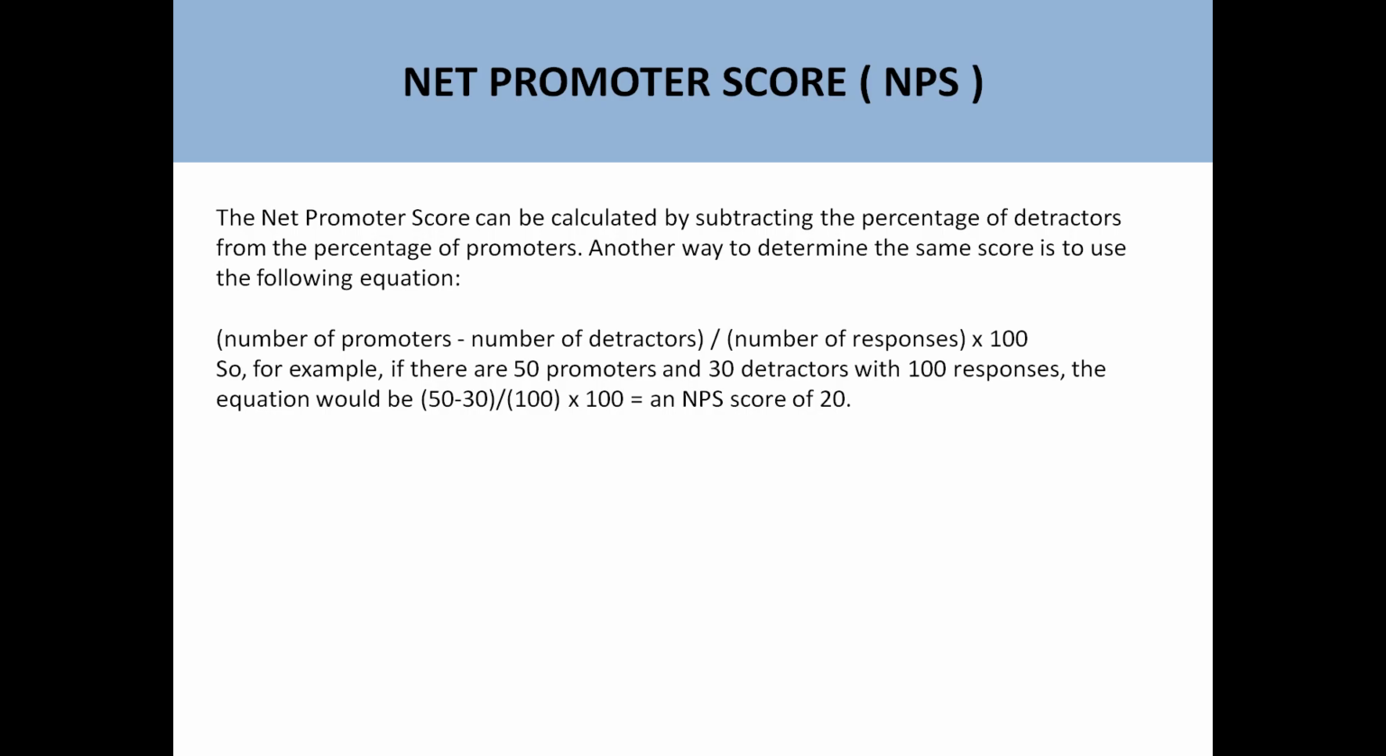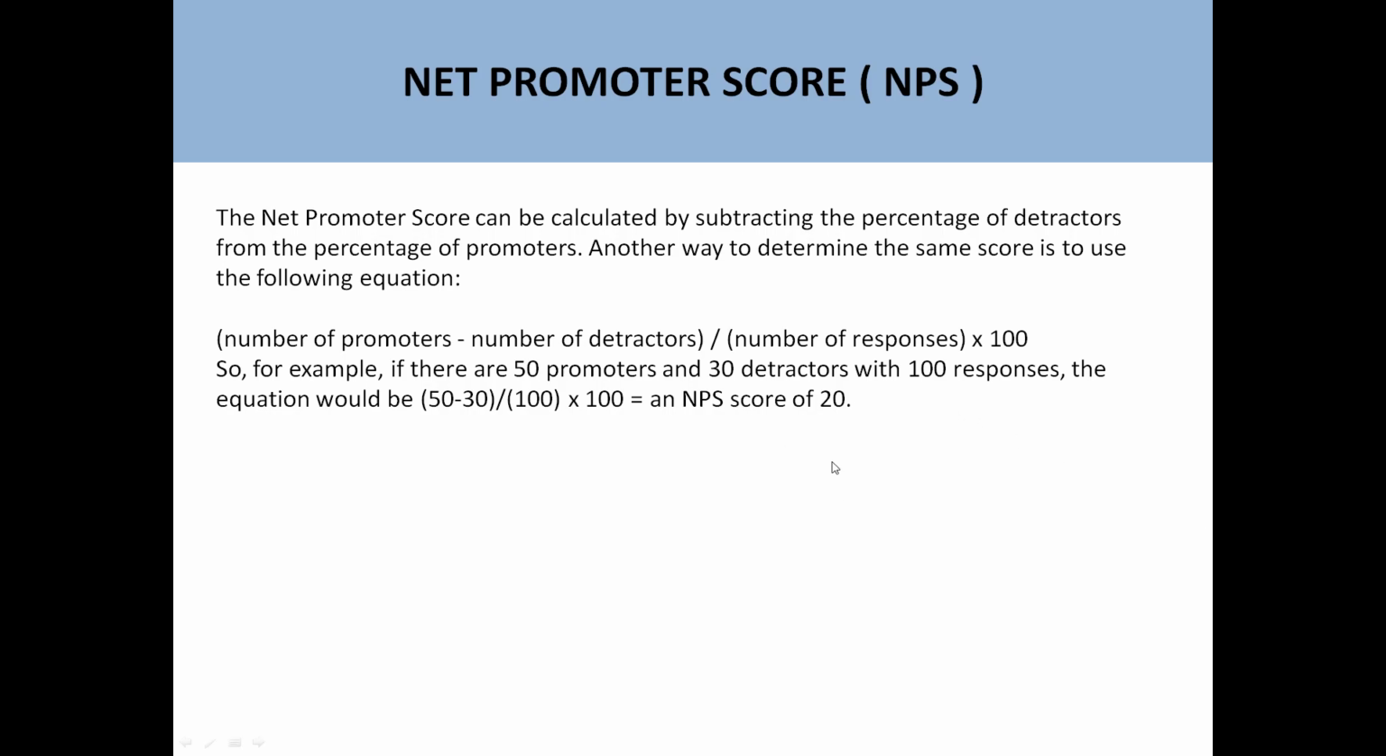The formula to calculate the Net Promoter Score is subtracting the percentage of detractors from the percentage of promoters. Another way to determine the same score is to use the following equation: number of promoters minus the number of detractors divided by number of responses multiplied by 100. So for example, if there are 50 promoters and 30 detractors with 100 responses, the equation would be 50 minus 30 divided by 100 multiplied by 100. So the NPS score will be 20.